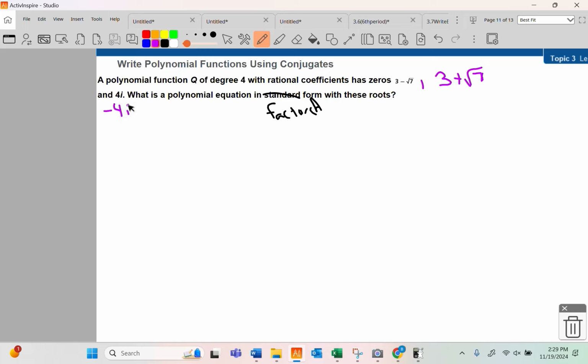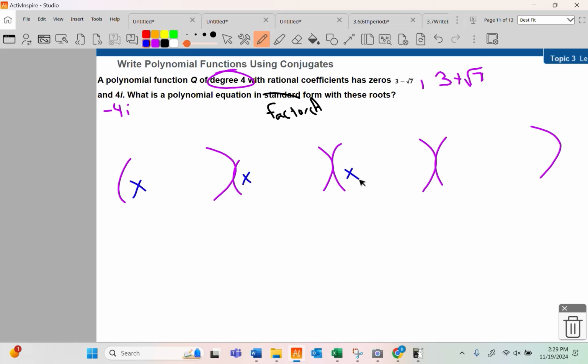All right, we're supposed to write this out in factored form. It's a 4th degree polynomial, which means a 4th degree polynomial has how many factors? 4. 4 sets of parentheses, kids. They all are started with what letter? X. You can pick a different letter if you want. It's up to you. X is just the default.